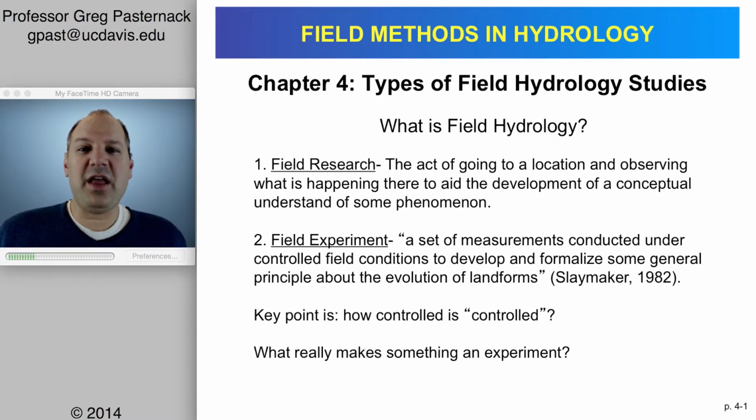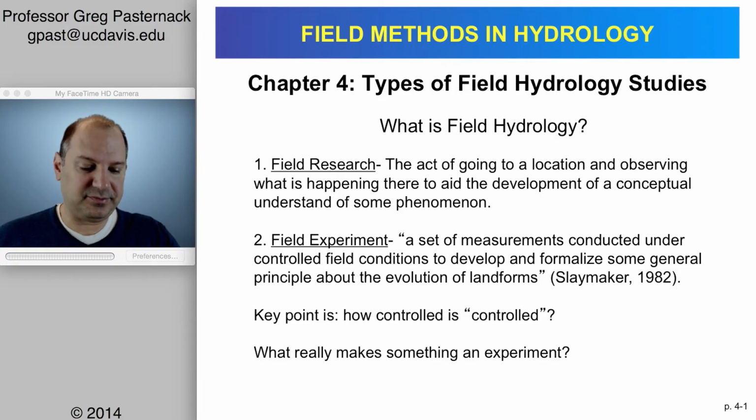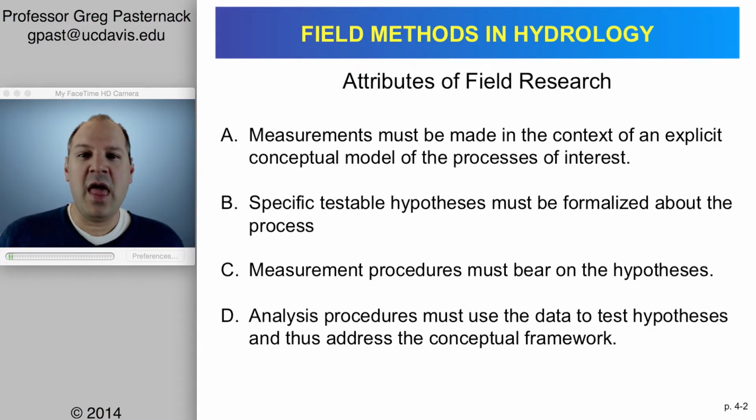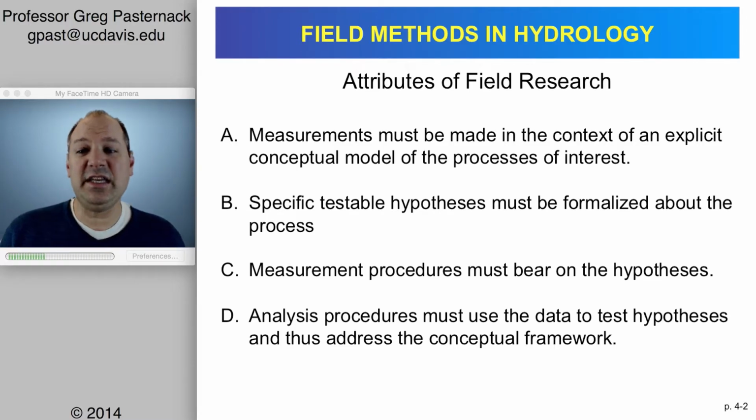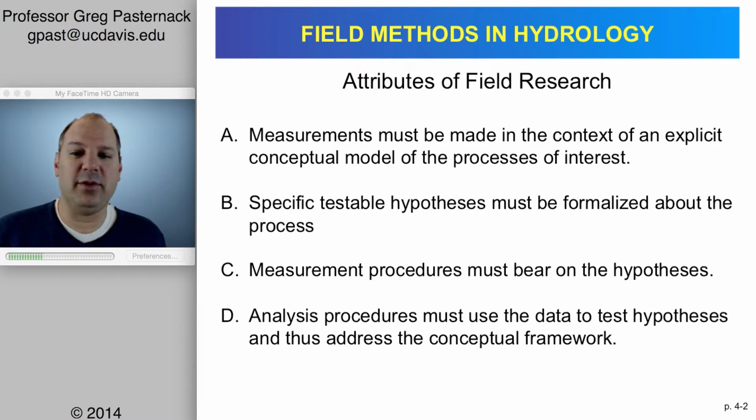So when we think about science, we often think about some kind of controlled conditions. But how controlled is controlled? How can we do that? And what really makes something an experiment? Well, I think there are four main attributes of field research. So I'll list these and then I'll describe them a little bit more.